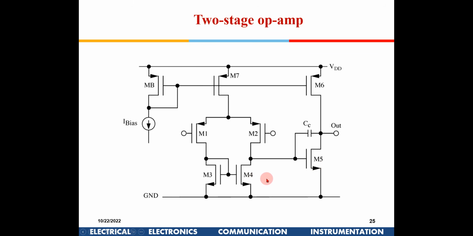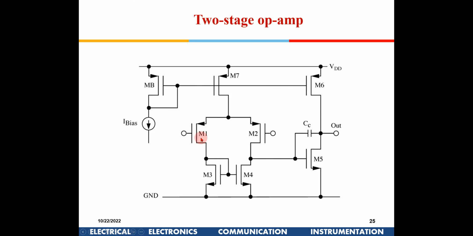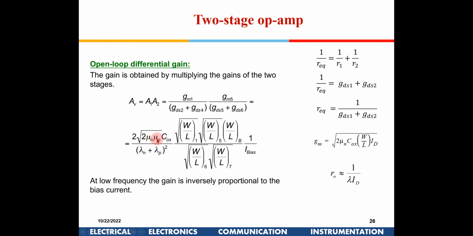Sir, can you repeat which one is PMOS and which one is NMOS here? Here M1, M2, MB, M7, M8, the arrow is pointing in, so they are all PMOS. These are NMOS: M3, M4, M5. So that is a two-stage op-amp. Now, if you substitute the value of gm1 as the square root of 2 mu COX W by L times ID, similarly this also you can substitute. For gm, these are PMOS, so it will be mu P, and mu N for the NMOS.